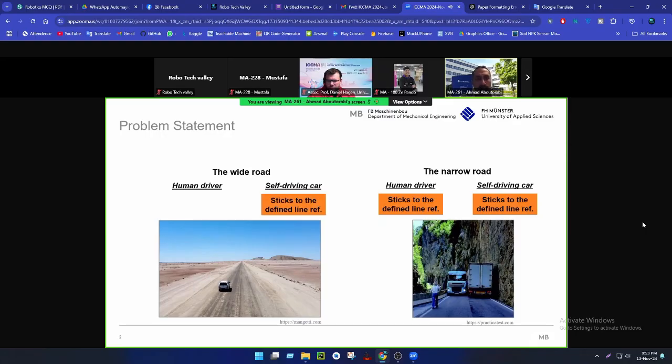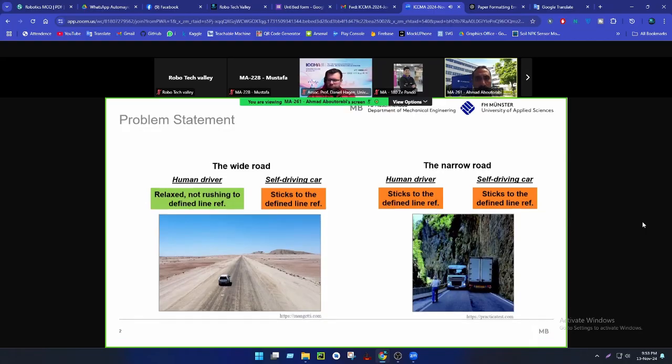But the human driver, when it comes to the wide road, as long as he has the feeling that he is in a safe part of the road, is less likely to make an abrupt steering to correct every deviation. I mean, he would drive more relaxed and smoothly and gradually correct his position.